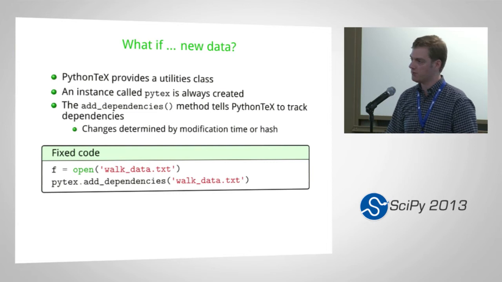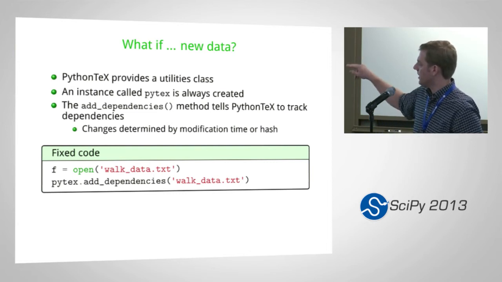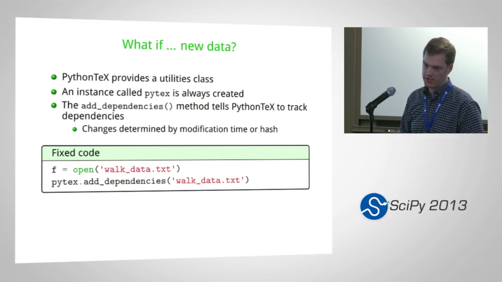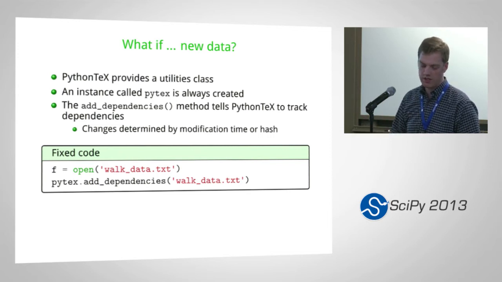So if I was to go back to the previous code, add something like this, where there's a pytex.add_dependencies, the name of the data file. After this, PythonTeX knows about the existence of that file, and so anytime that it detects either the hash or the modification time changing, whichever one you want to specify, it's going to rerun all the code, and you'll automatically get everything updated.